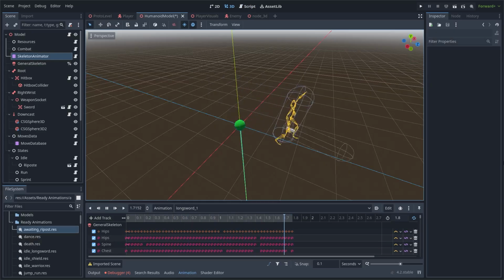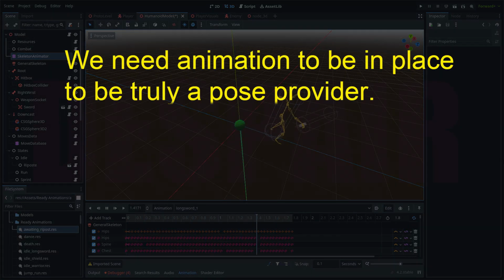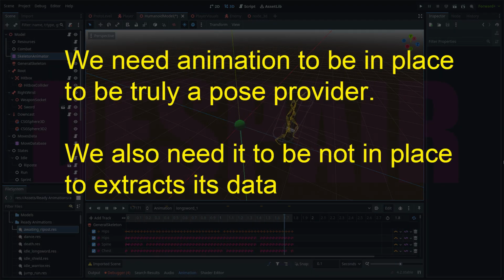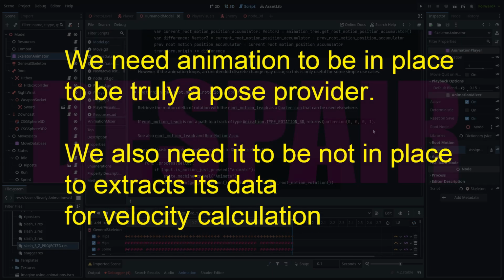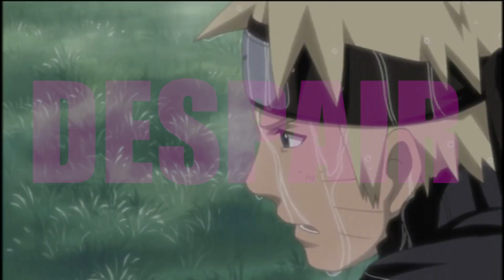I mean, holy fuck, the animator did a good job and provided us a nice asset. It has all it needs to. It must be fucking pluggable, Jesus Christ. But the situation is starting to look dire. We need the animation to be in place, to be a pose provider, and nothing else. But we need it also to be not in place to provide the tracks to extract data from. Why don't you tell me this?